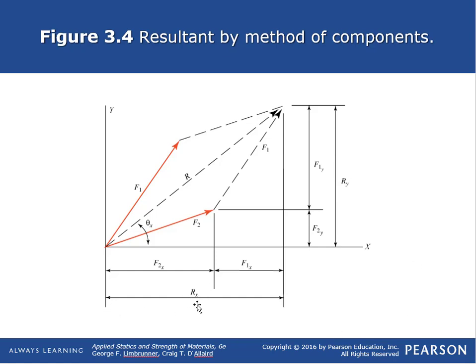Once we have the resultant of the x and the resultant of the y, we can use just our regular right angle equations to figure out what the resultant is. Essentially that would be the hypotenuse of these two sides, Rx and Ry.